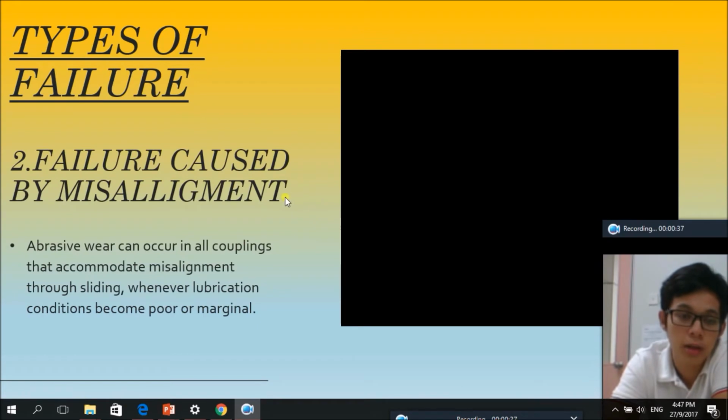Followed by the second type of failure to be discussed, which is failure caused by misalignment. Abrasive wear can occur in all couplings that accommodate misalignment through sliding, whenever lubricant condition becomes poor or marginal. So now I will show a video that talks about 5 types of misalignment.